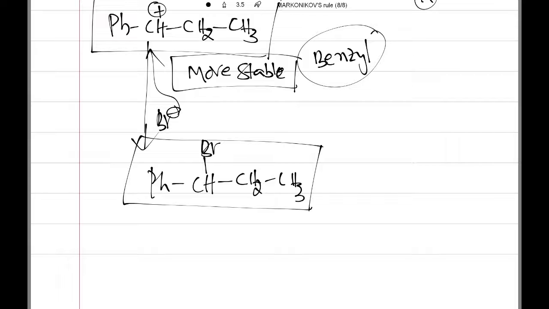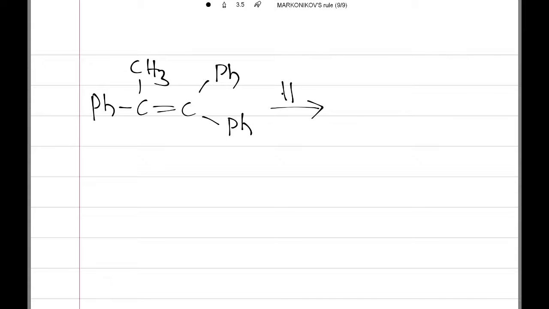You should go through the more stable intermediate in this reaction. Now one more example I am taking. Here I am taking Ph, CH3, a double bond C, and here Ph and Ph. If I react this with HBr, what is the product of the reaction? We will check.